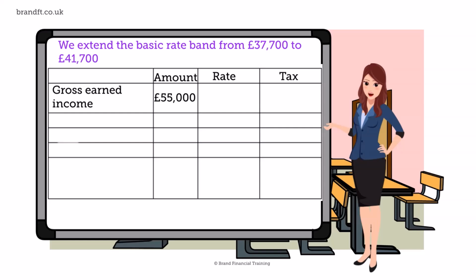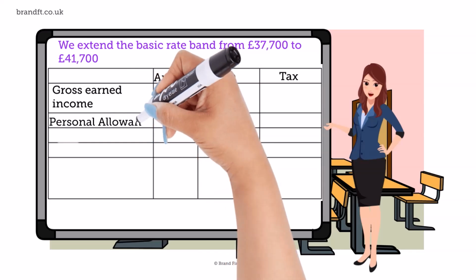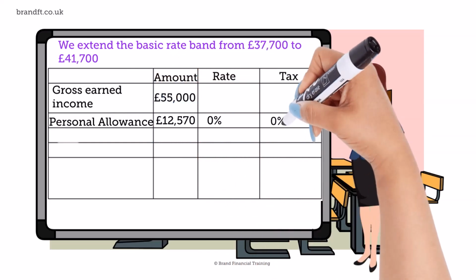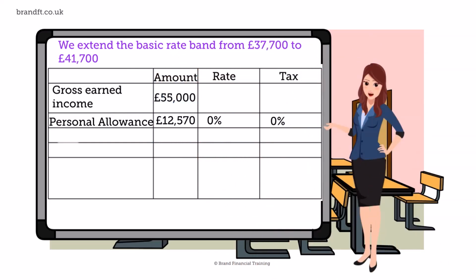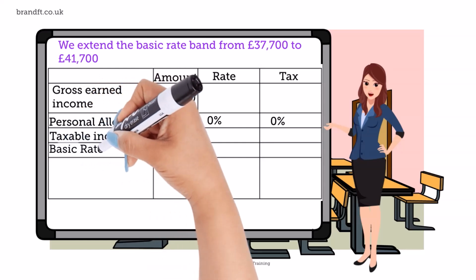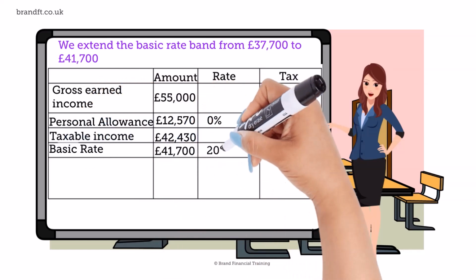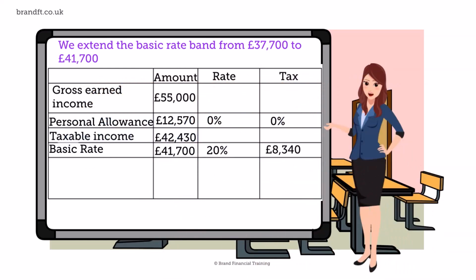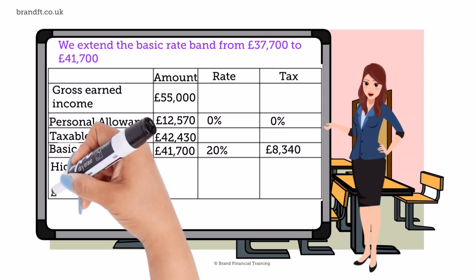Her gross earned income was £55,000. Her personal allowance of £12,570 is taxed at 0%. Therefore, her taxable income is £42,430. This means £41,700 is taxed at the basic rate of 20%. This is £8,340 of tax.